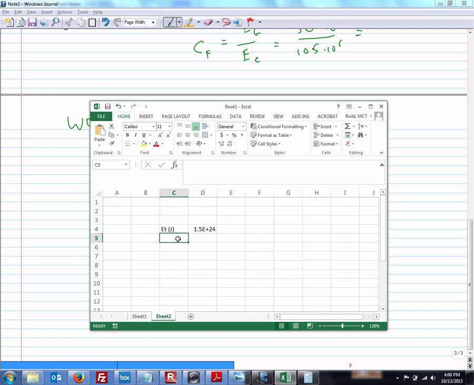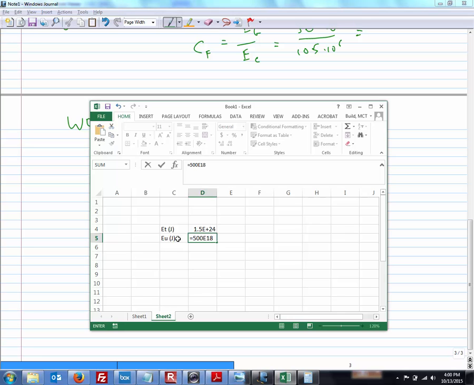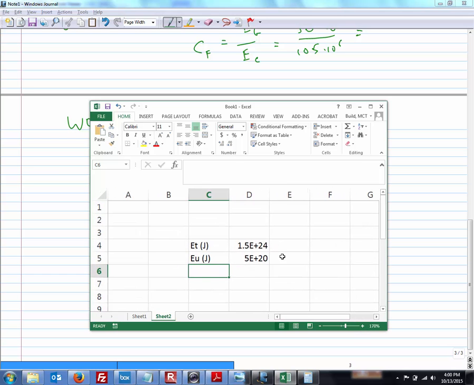Now let's look at E used in joules, and this equals 500E18. So that's how much we use. Let me make this a little bit bigger. So this is the amount of energy in joules that passes through the evaporation cycle, and this is how much we use.